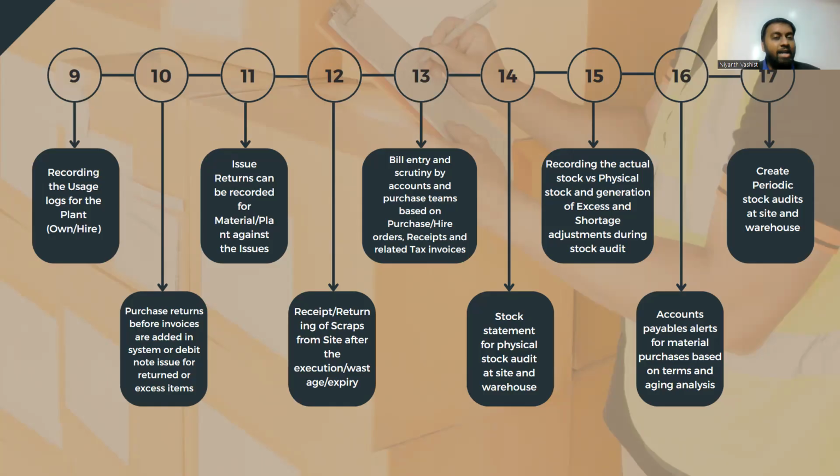Again, some vendors might come with an advance payment. Some vendors will accept a 30 days line of credit. That means after 30 days also you can pay. So all those will be part of the terms and conditions while you sign the agreement with the vendor.